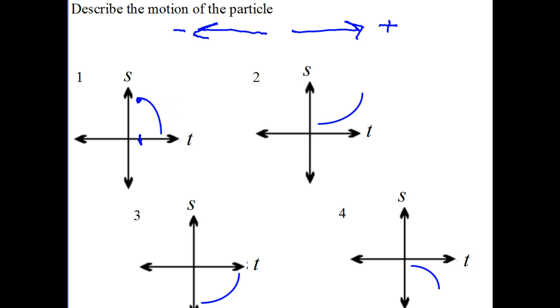Now, what else do we know about this? Well, on this graph, we have a general slope that is negative. So that means that our velocity is negative. So throughout this entire trip, our velocity is negative. What does that mean? That means we're moving to the left. So this particle starts to the right of the origin, but is moving to the left because velocity is negative.